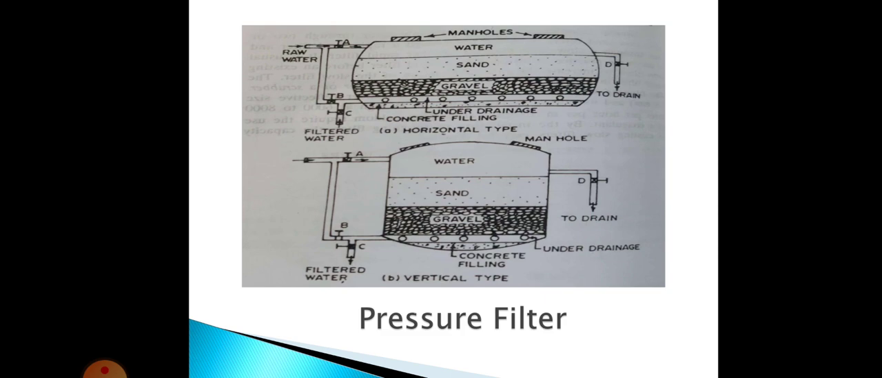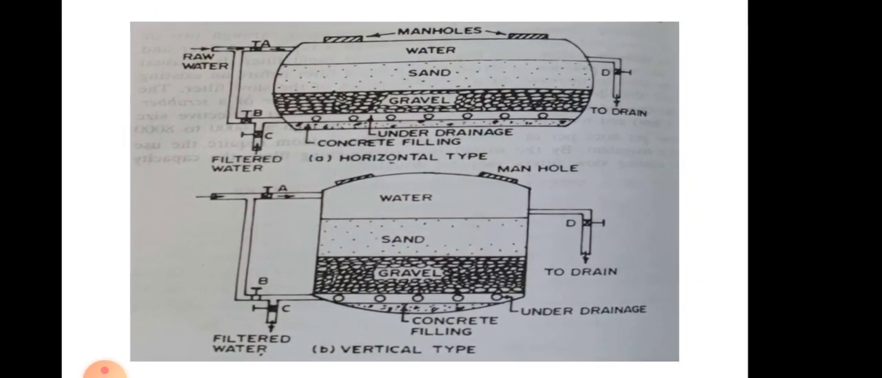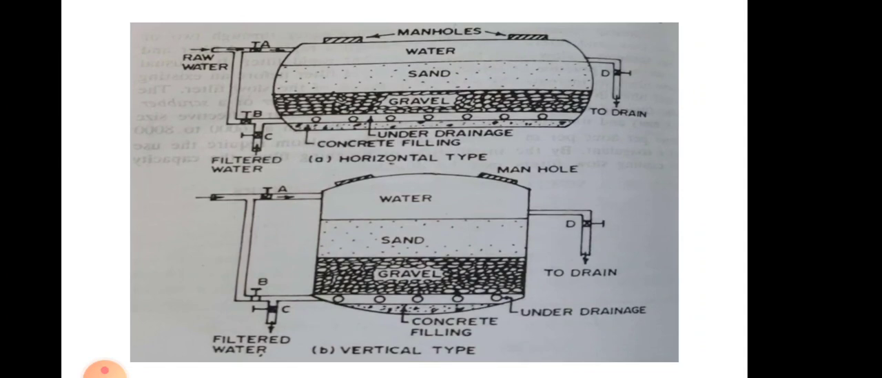So this is a typical horizontal type. The first one, figure A, shows a horizontal type pressure filter, and figure B represents a vertical type pressure filter. It's actually a diagrammatic sketch of these.